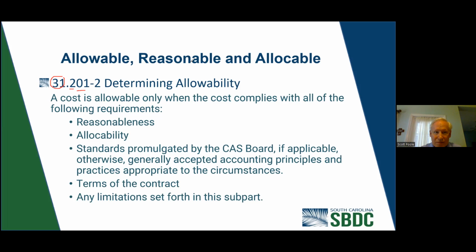So a cost is allowable only when the cost complies with all the following. You're going to look at reasonableness, allocability, and standards of the Cost Accounting Standards Board, if applicable. Otherwise, it's generally accepted accounting principles and practices that are appropriate to the circumstances. And another one is the terms in the contract.